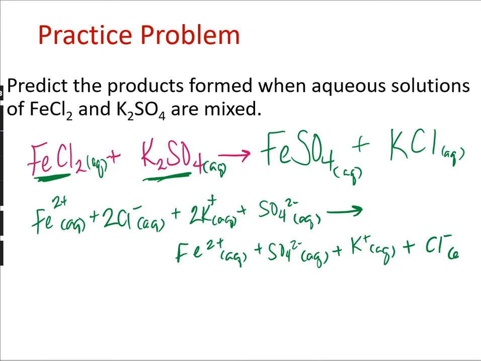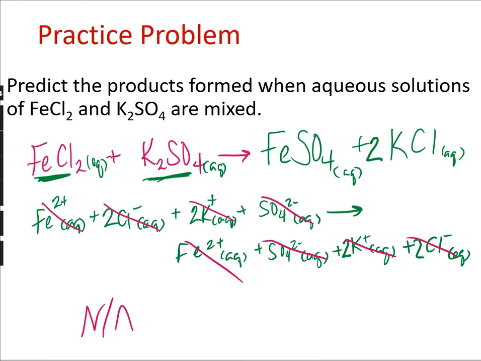Now, one thing that I failed to do, I didn't show that there would actually be a 2 here to balance that equation. So I'm going to end up with 2 here and 2 there. So now if we identify spectator ions, we have Fe2+, Fe2+, 2Cl-, 2Cl-, 2K+, 2K+, 1 SO4 2-, 1 SO4 2-. So we would not have a net ionic equation for this reaction.